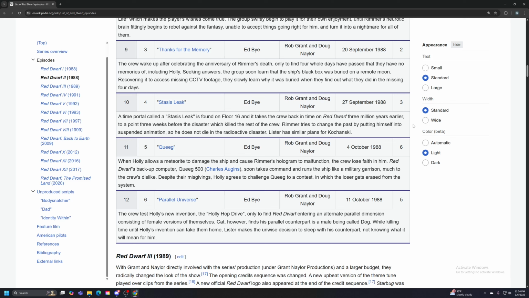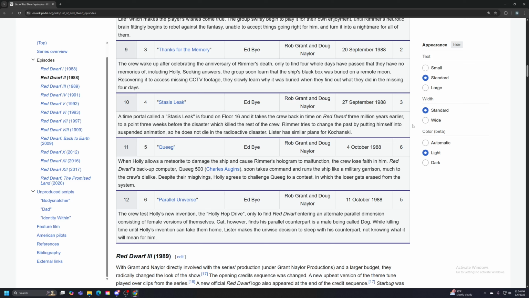Episode 3, Thanks for the Memory, directed by Ed Bye, aired on 20 September 1988. The crew wake up after celebrating the anniversary of Rimmer's death, only to find 4 whole days have passed that they have no memories of, including Holly. Seeking answers, the group soon learns that the chip's black box was buried on a remote moon. Recovering it to access missing CCTV footage, they slowly learn why it was buried and what they did in the missing 4 days.